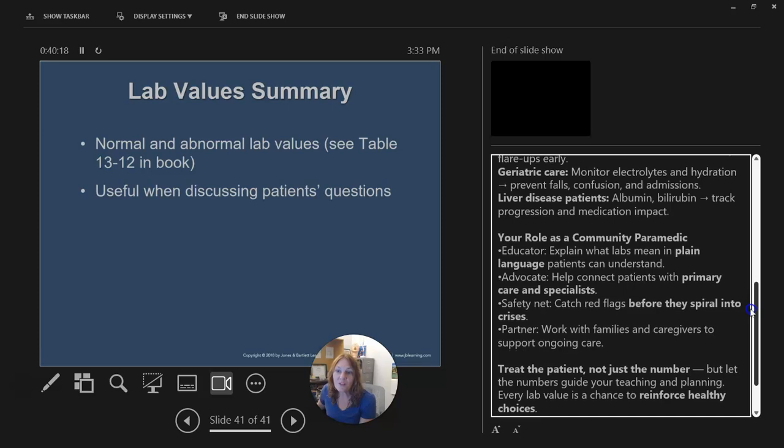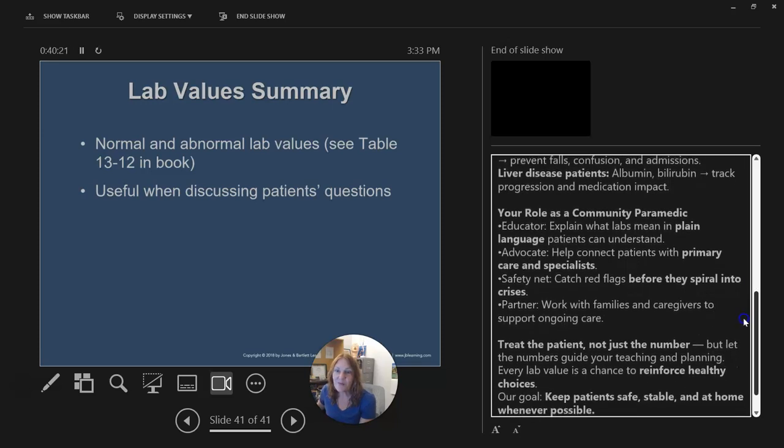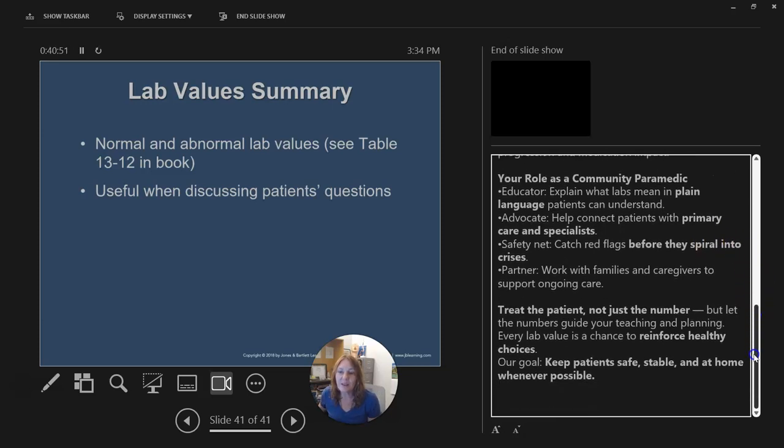So your role as a community paramedic, you need to be able to explain what lab values mean in plain language. All of this is gibberish to a basic layperson. Everything that I just said would probably make their head explode. So be able to break it down in an understandable, manageable way. Then also help advocate, help them connect with their primary care specialists that they may need. We're also trying to catch red flags before they turn into spiraling out of control crises, and work with their families and our caregivers to help support the ongoing care that they need.